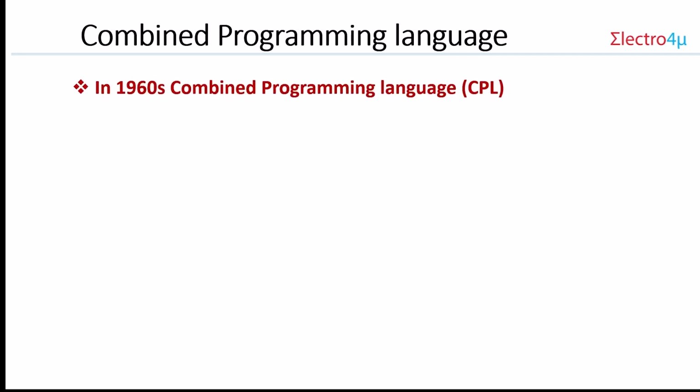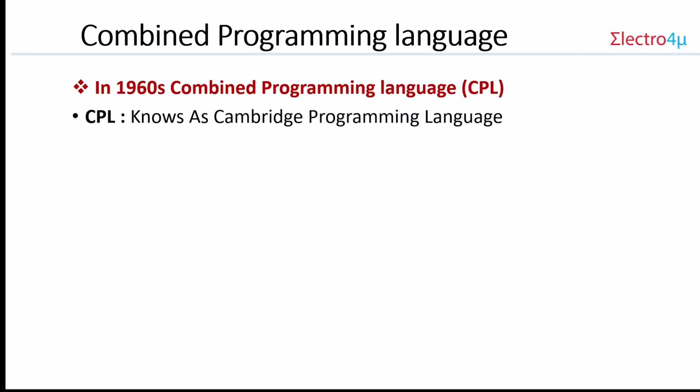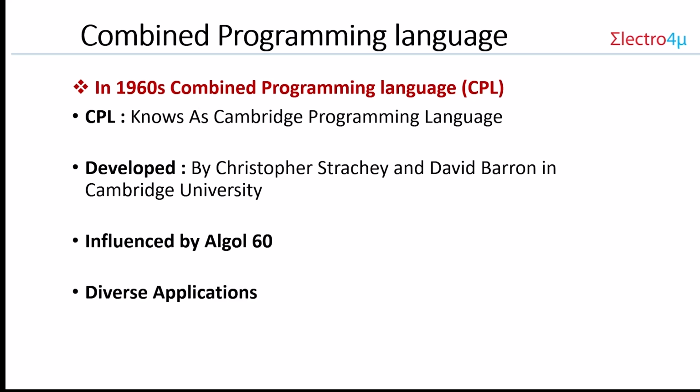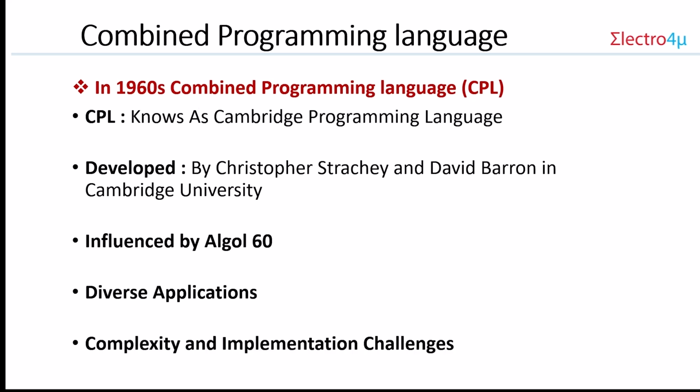In the 1960s, the Combined Programming Language was developed. Combined Programming Language, initially known as Cambridge Programming Language, was developed at the University of Cambridge in the early 1960s by Christopher Strachey and David Barron. Influenced by ALGOL 60, CPL was designed to be a more powerful and flexible language, suitable for a wide range of applications including scientific computing, systems programming, and business data processing. However, while CPL was influential in the development of programming languages, it was never widely adopted due to its complexity and lack of complete implementation.